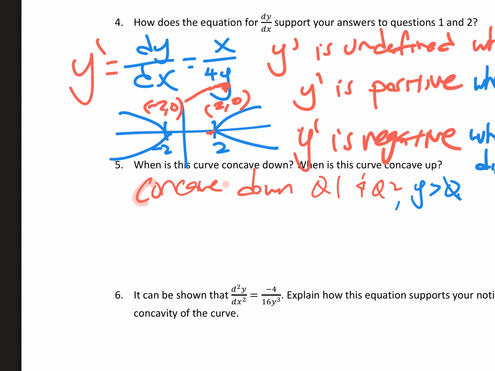And for concaving up, you should have picked something in terms of quadrant 3, opening upwards, and quadrant 4, opening upwards. So quadrant 3 and quadrant 4. And the y value, I'm sure you notice, is in this bottom section right here, below the x-axis. So this is where we know that the y is less than 0.